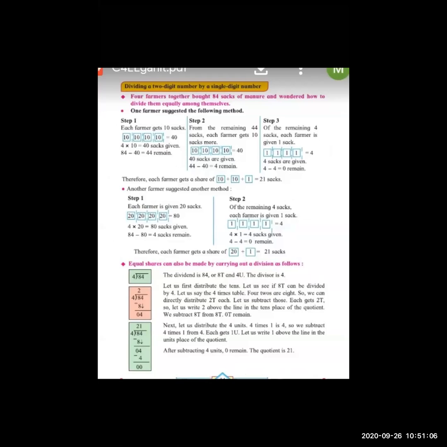Four farmers together bought 84 sacks of manure and wondered how to divide them equally among themselves. The farmer suggests the following method. Three steps are given to you. In three steps, the farmer has shown how to divide equally among themselves. After that, a second one is given to you. Equal shares can also be made by carrying out division as follows. The sums are given below.